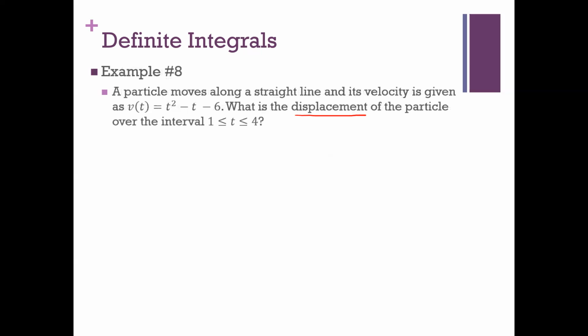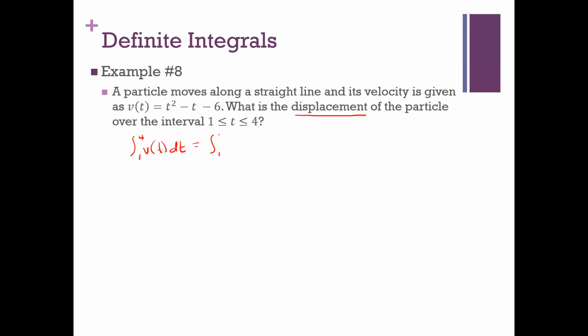All right, so I want to find the displacement of this particle. I know its velocity for any value of time. I want to find the displacement over this specific little 3-second interval of time. So based on that net change interpretation, how would I find this? So that thing that you're describing, what is that? That's the integral. So we're going to integrate the function over the interval 1, 4.